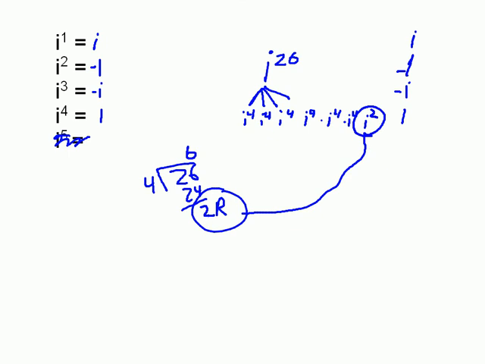I squared. The 2 from the remainder is going up here as my exponent. Then I just look at my list and I go, well, i squared is negative 1. So the answer to i to the 26 is negative 1. I hope this is working for you.